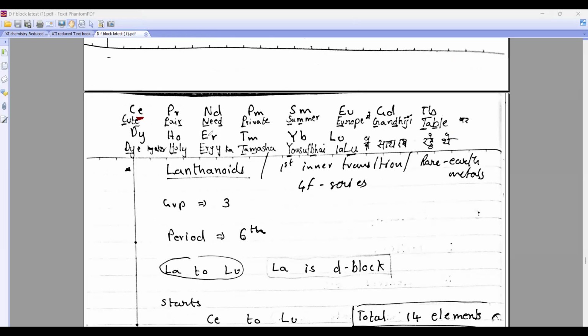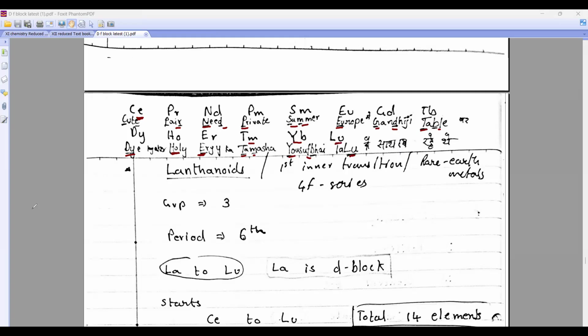Europe mein Gandhi ji table par. You will get the exact symbol. Look, cute, cerium, praseodymium, neodymium, promethium, samarium, europium, gadolinium. Table is terbium. Dye is dysprosium, holmium, erbium, thulium, ytterbium. Yusuf Bhai is ytterbium. Lalu is lutetium.